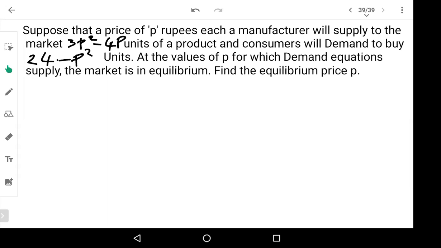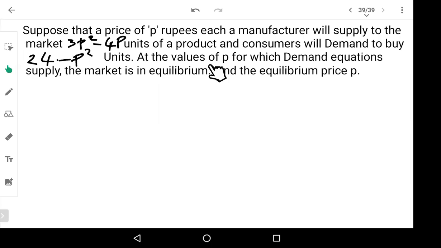Let us read the question once again. Suppose that at a price of P rupees each, a manufacturer will supply to the market 3P square minus 4P units of a product, and consumers will demand to buy 24 minus P square units. So the supply is 3P square minus 4P, but the demand is 24 minus P square.